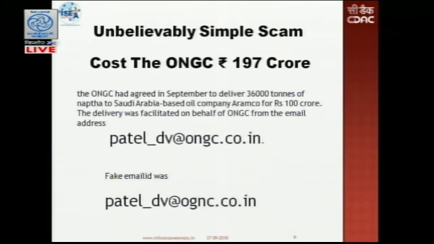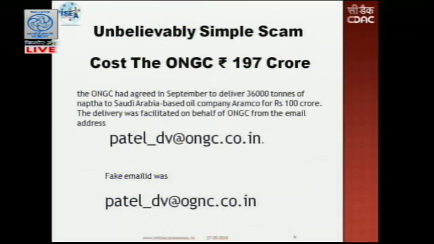So this is one case that we can consider, which came in the newspaper: ONGC lost nearly 100 crores because of a fake email. I am taking this as a case study to understand how a fake mail is created. In September, ONGC delivered some 36,000 tons of naphtha to the Saudi Arabia company called Aramco, and the communication between these two companies was through an email ID like patel_dv at ongc.co.in.